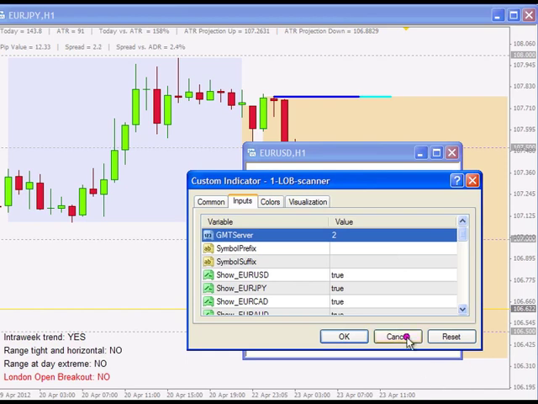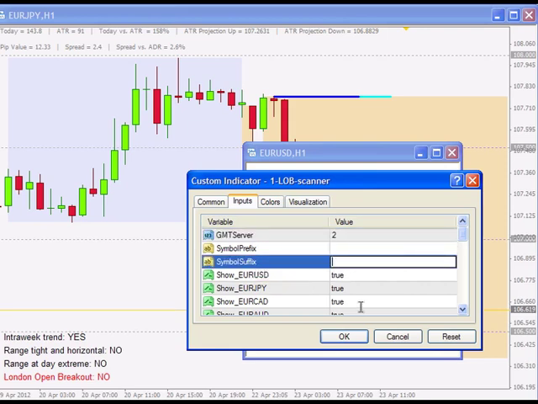So, if you see that your MetaTrader platform labels the euro against the American dollar with an M, for example, here at the suffix, simply double click and type in an M there, and that's it. All right. My specific MetaTrader doesn't, so I leave it empty.